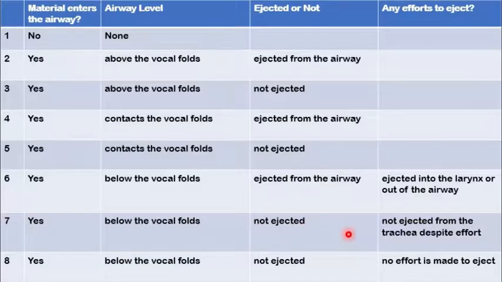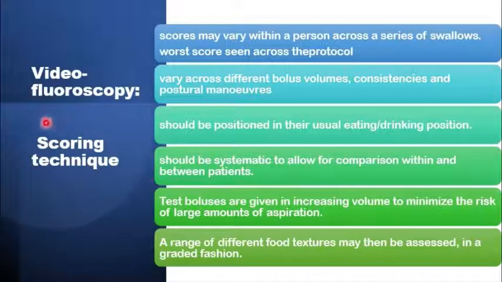So we know that there is a sensation in the subglottic and the tracheal area, some sensation, but the cough is not effective in clearing up the airway. In number 8, the material goes all the way down below the vocal folds into the trachea. It's not ejected, and there is no effort made to eject it because there is sensory as well as motor failure. Now that's the important issue. That's what matters at the end.